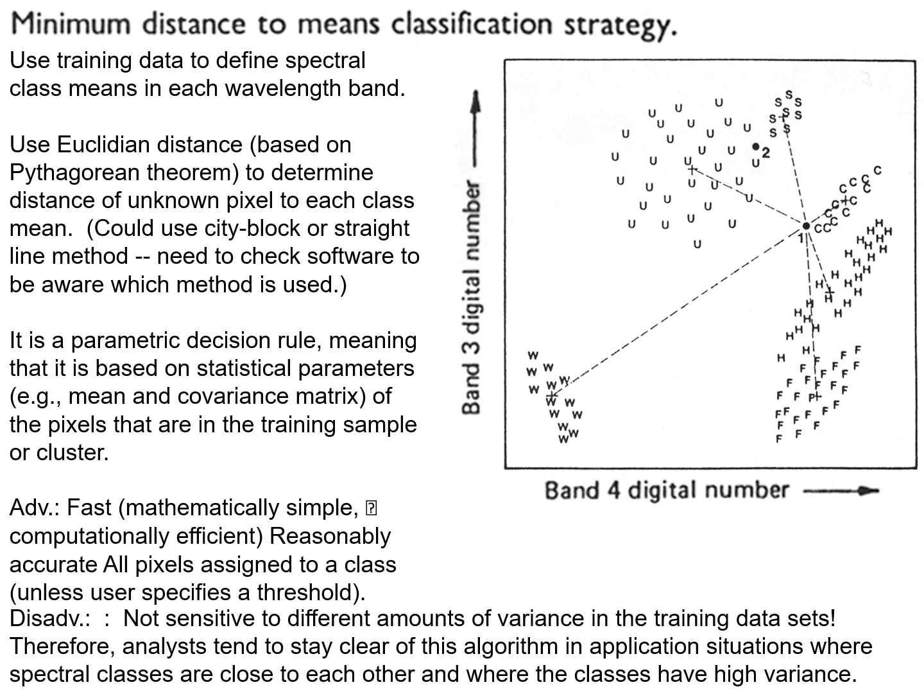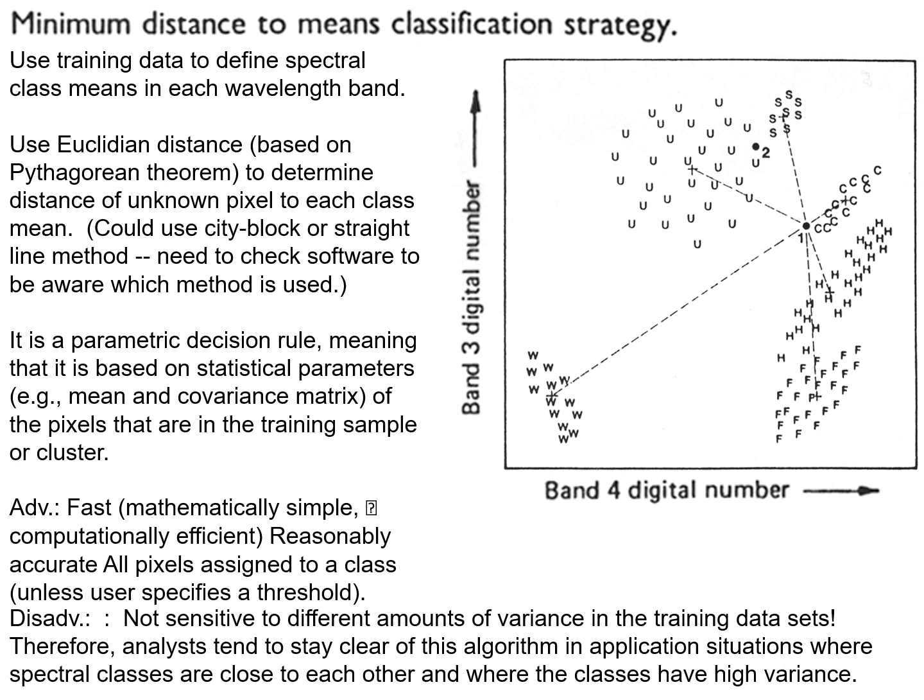It's a parametric decision rule because it's based on the statistical parameters of all the pixels that are in a training data sample. The advantages are that it's fast because it's mathematically simple, computationally efficient. It's reasonably accurate. All the pixels are assigned to a class. Even if you're in the middle of nowhere, there's some class that you're closest to. Although some algorithms allow you to say, if you're further than a particular distance away from the closest class mean, then don't provide a classification for that particular pixel.